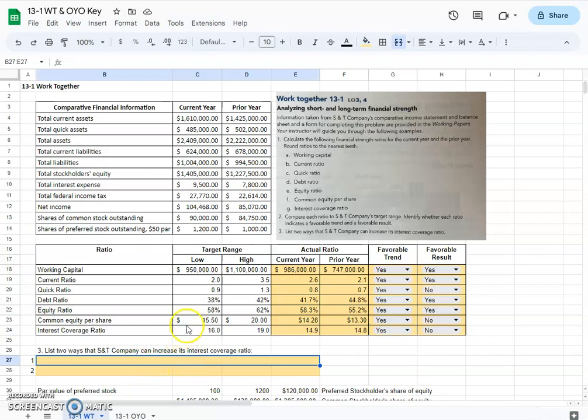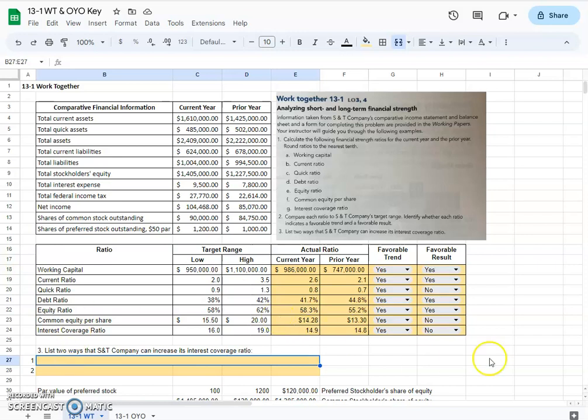All right, last part of this problem. List 2 ways that S&T Company can increase its interest coverage ratio. If you want to look back at your book, the interest coverage ratio is on page 376, and it's defined as the number of times a company can cover its interest expense with its earnings.